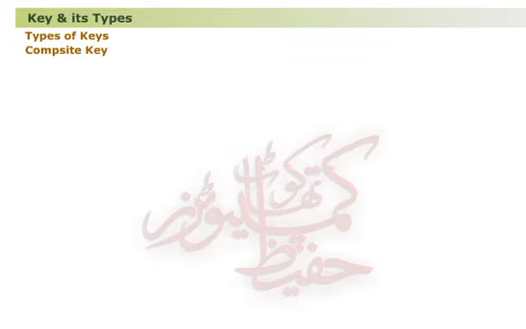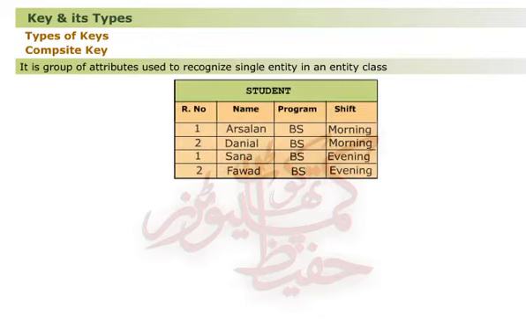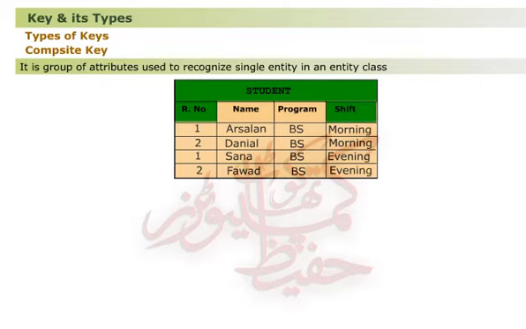Composite key. It is a group of attributes used to recognize a single entity in an entity class. Thus, a composite key is basically a primary key composed of more than one attribute. For example, consider the entity class student as shown. In this example, none of the attributes can be used as primary key as duplication exists, which is not allowed in case of primary key. Combining different attributes whose collective value shall recognize the single entity in an entity class can solve this problem, such as roll number plus shift recognize a single entity in entity class student.